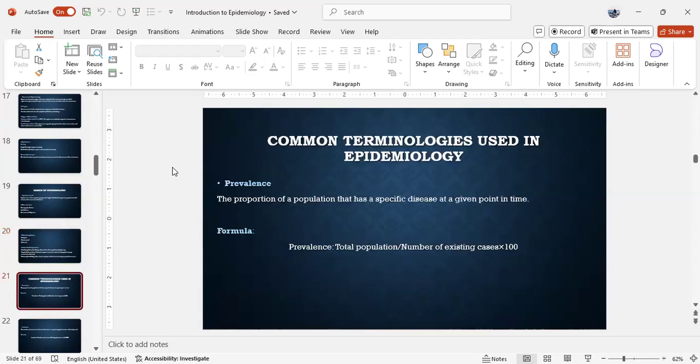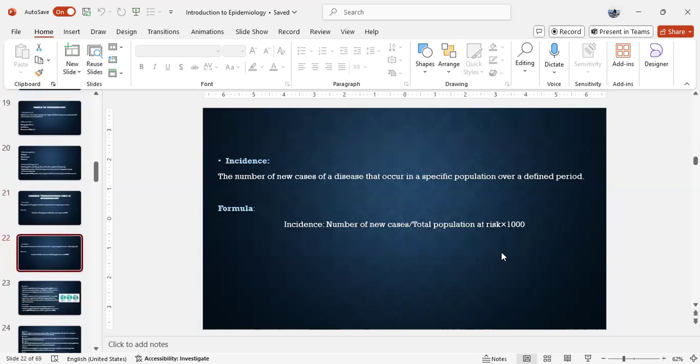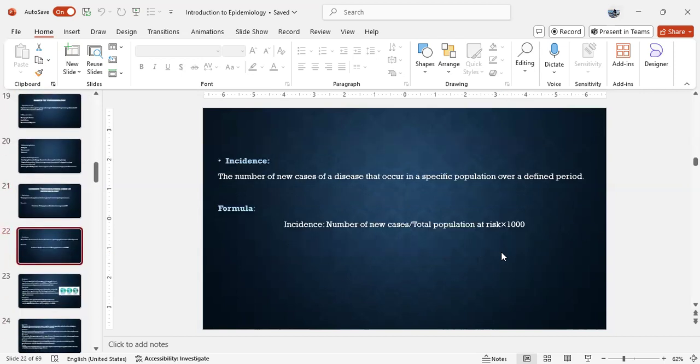Common terminologies used in epidemiology. Prevalence: the proportion of a population that has a specific disease at a given point in time. Its formula is total population divided by number of existing cases multiplied by 100. Incidence is the number of new cases of a disease that occur in a specific population over a defined period. Its formula is number of new cases divided by total population at risk multiplied by 1000.